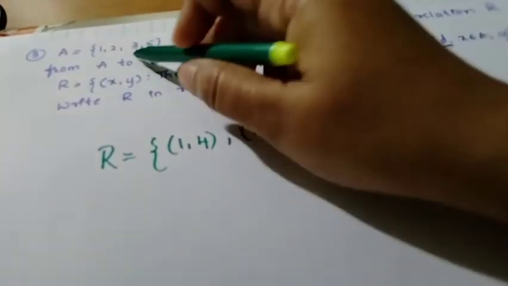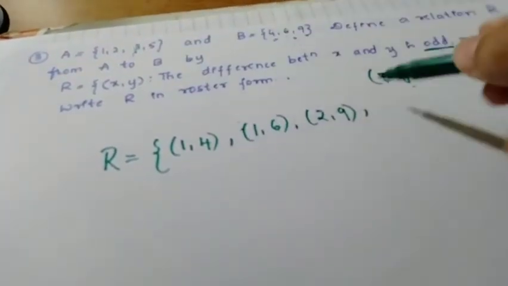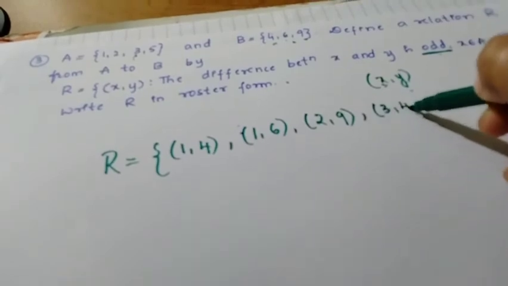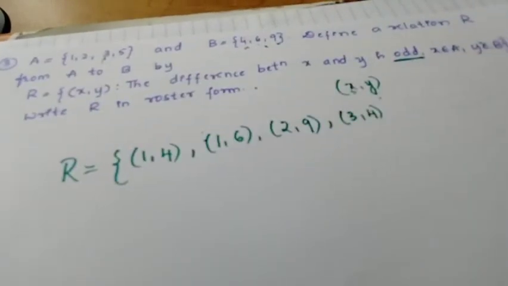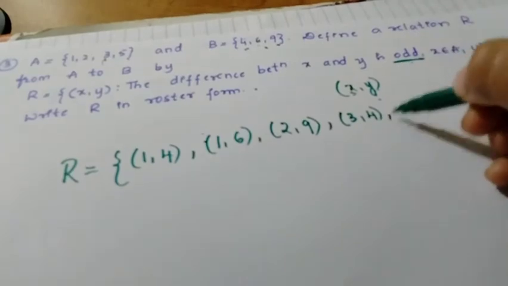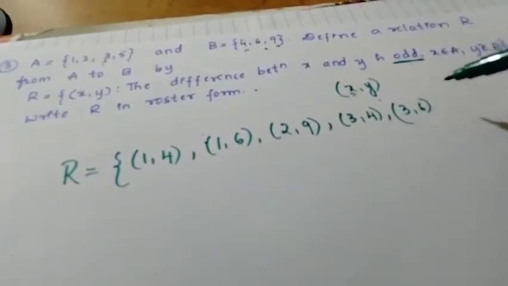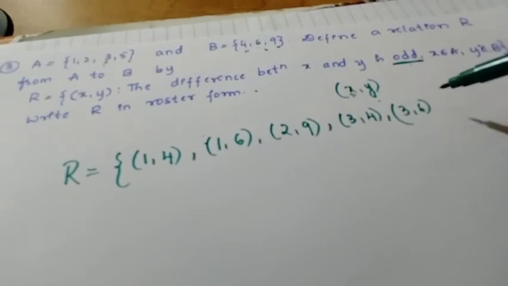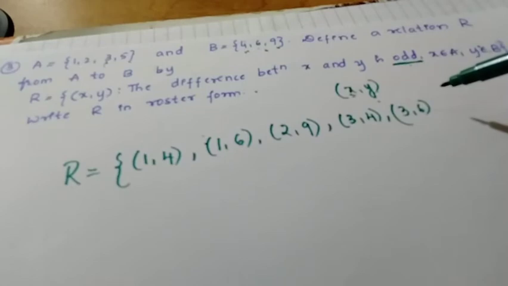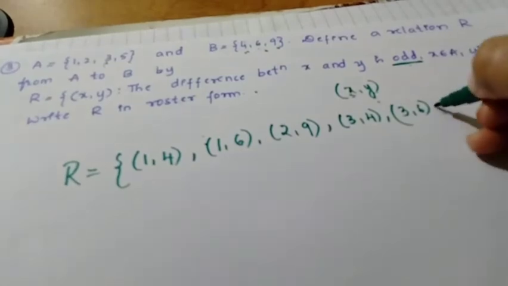Next, check with 3. (3, 4). Yes. The difference is 1. Again 1 is an odd number. (3, 6). Yes, again. The difference between 3 and 6 is 3. 3 is an odd number. 3 and 9 you cannot take because 9 minus 3 is 6. It is not an odd number.